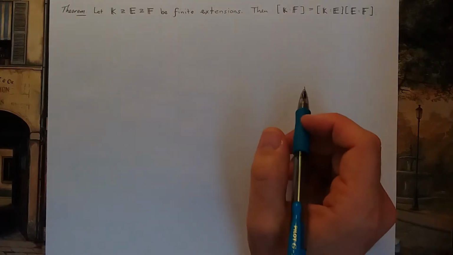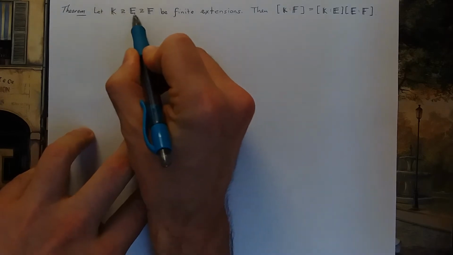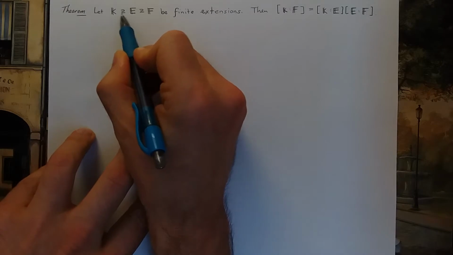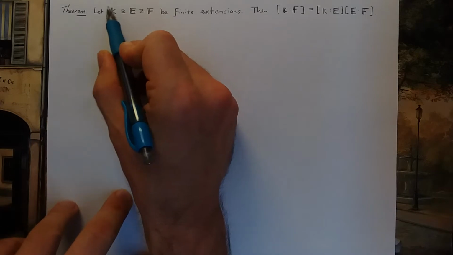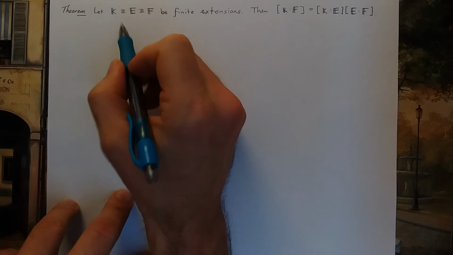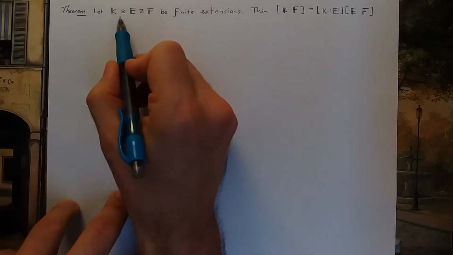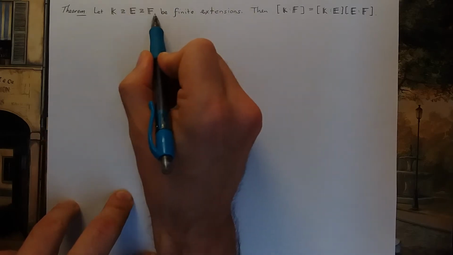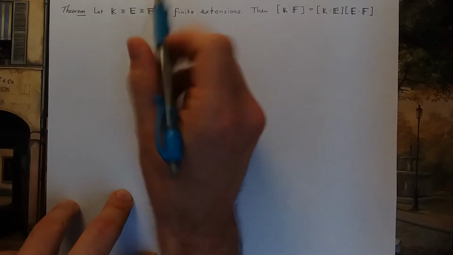So this is the most useful theorem we'll have about finite extensions. Let K be a finite extension over E. What that means is K is a field that contains the field E, and you can additionally think about K as not only a field, but simultaneously a vector space over E, which is finite dimensional. That's what a finite extension means. E is also a finite extension over F, again meaning that E is a vector space over F with a finite dimension.